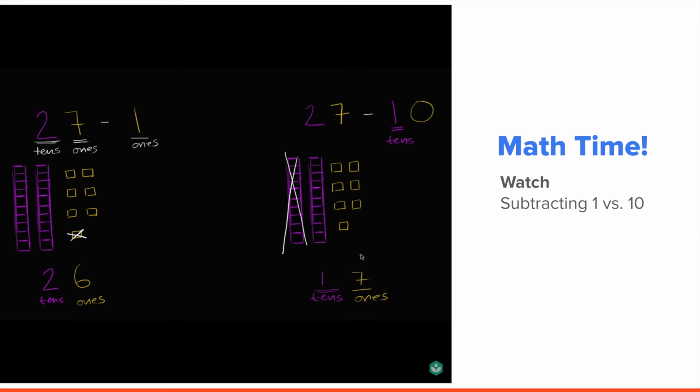And another way that you could think about it, and this might be the way that you did it when I first asked you, is if I'm taking away a 1, I'm going to reduce my ones place by 1. So I go from 27 to 26. But if I'm taking away a 10, then my tens place is going to go down by 1. So I go from a 2 in the tens place to a 1 in the tens place. I go from 27 to 17. The ones place didn't change.